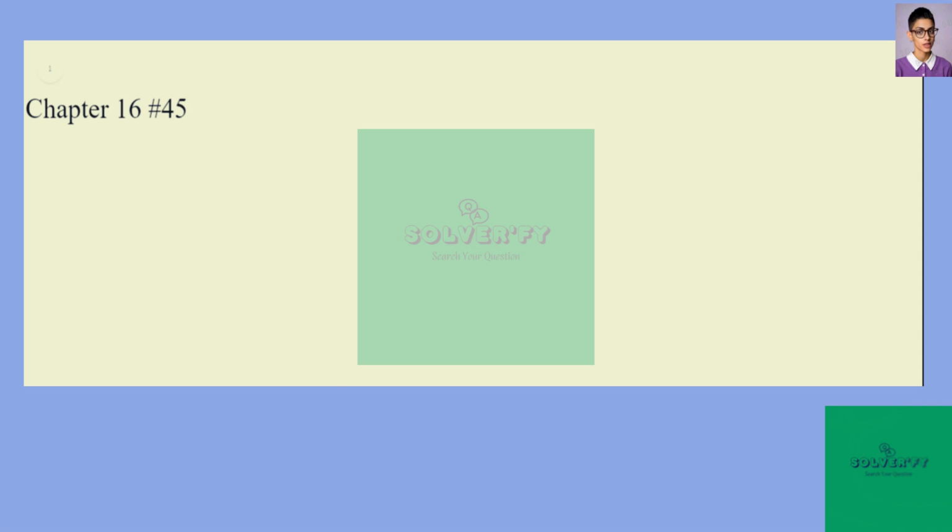This is the answer to Chapter 16, problem number 45 from the Smith Organic Chemistry textbook. And we're asked to draw a stepwise mechanism for this reaction. And so it is a hydrobromination of one of these two alkenes, and it's taking place under radical conditions. And so we learned this reaction in the previous chapter, chapter 15.